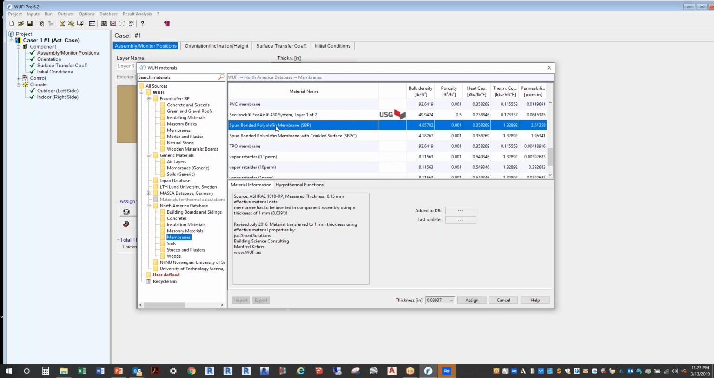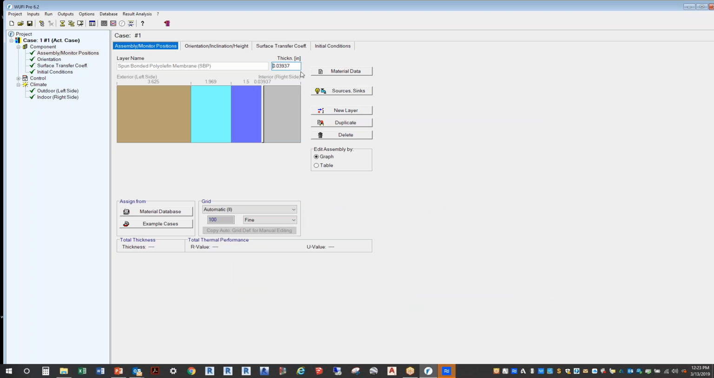So here's that Tyvek, basically spun, bonded. It comes in with the thickness that you need. And then we're going to have insulation, barrier. This will be, you don't do the studs.